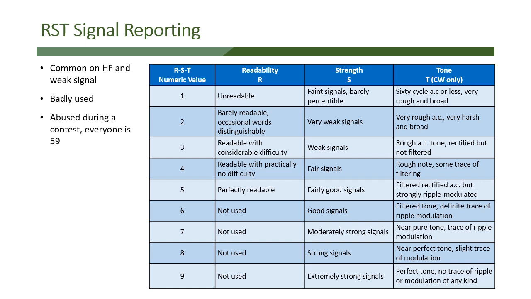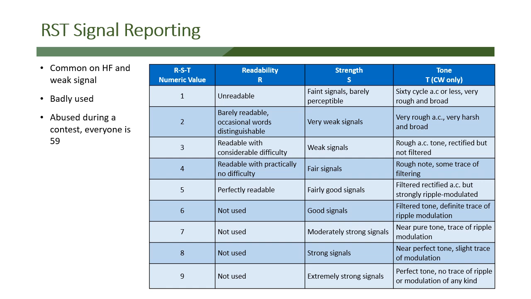We also have ways of reporting signal because everybody wants to know, how's my signal getting out? It's the equivalent of, can you hear me now? So it's common on HF and weak signal work. I will tell you the RST process, signal reporting system, is badly used. It's often abused during contests when everyone suddenly becomes 5 9, because it's quick and easy to do. It doesn't take a lot of thought to give everybody the same number.